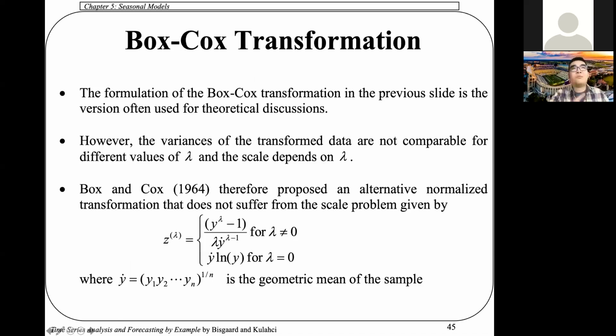In our previous analysis, we just picked this lambda arbitrarily, right? In most cases, we just pick lambda equal to 0, which is the log transformation. And I see in some of your research, some of you use the 0.5 transformation, the square root transformation, which is also very good. But again, the square root transformation is something you pick arbitrarily. It's just one case of the Box-Cox transformation.